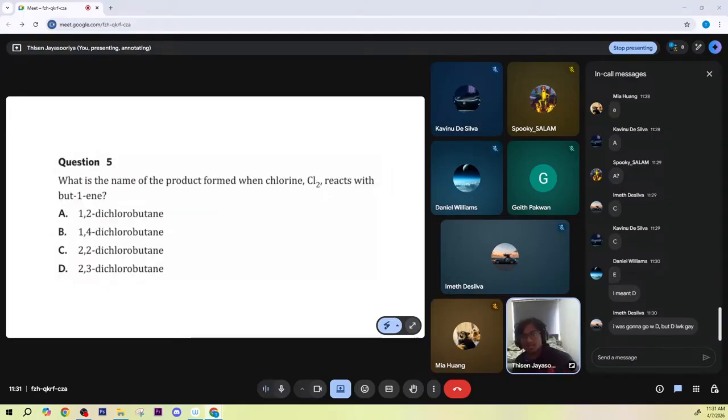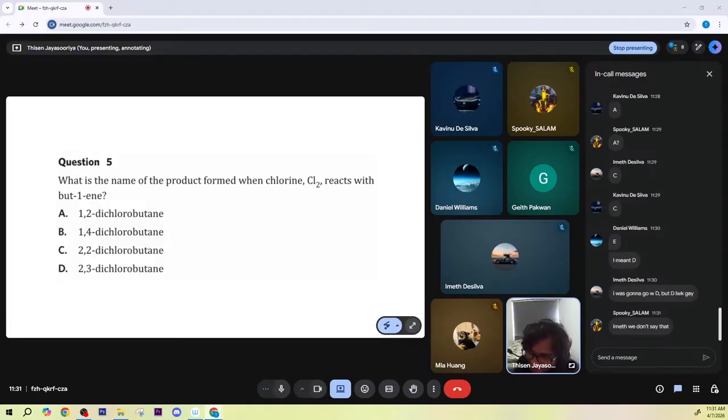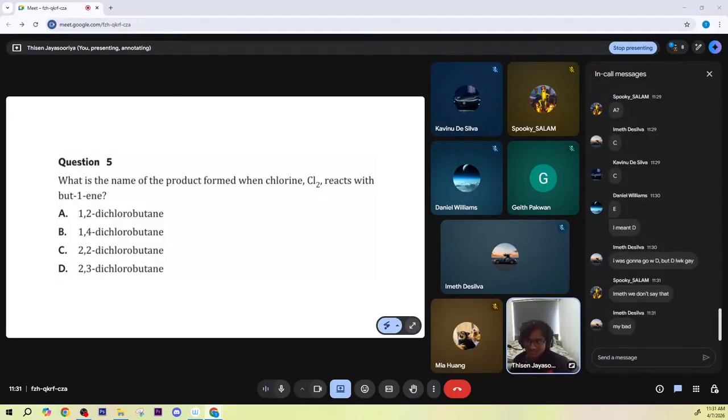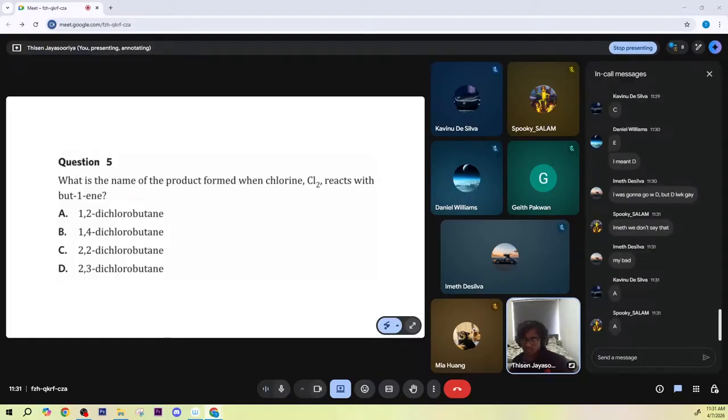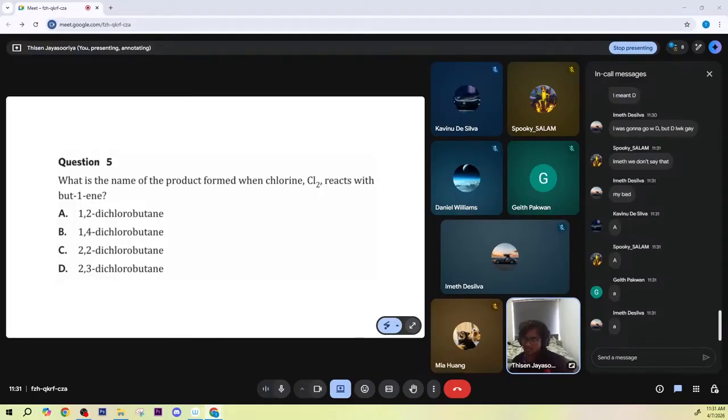Here, what is the name of the product formed when chlorine reacts with butane 1-ene? What is the product produced? Is it A, B, C, or D? What do you guys think? A. Anyone else? Emeth, Blessing, Daniel, Mia, what do you guys think?